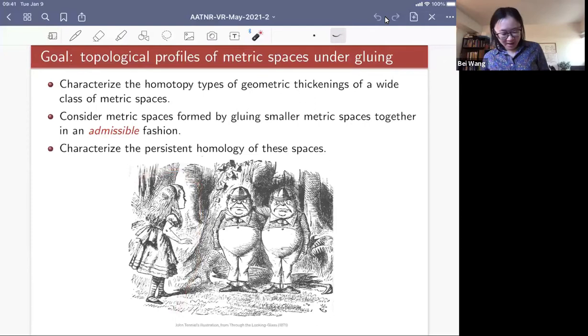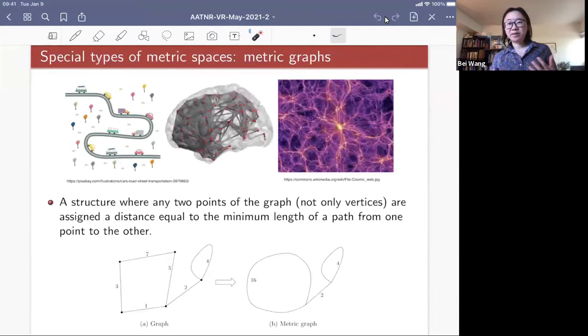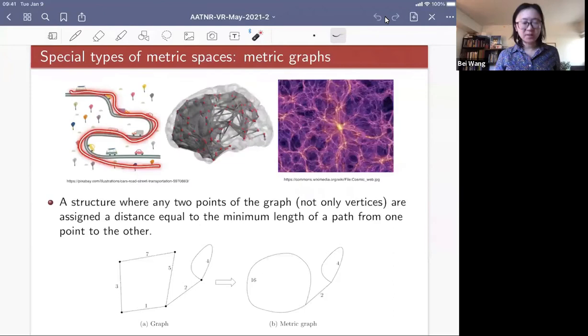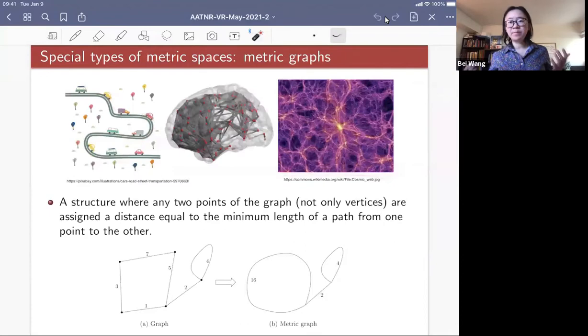There's a special type of metric space that we care about, which is metric graphs. Metric graphs can be used to model different types of things that happen in practice, for example, road networks, brain networks, and even the filaments in the galaxy. I'm trying to strive for the first 5-6 slides to not have any math in them.